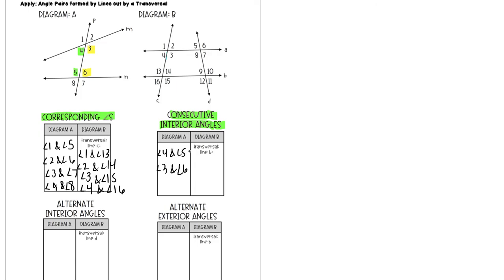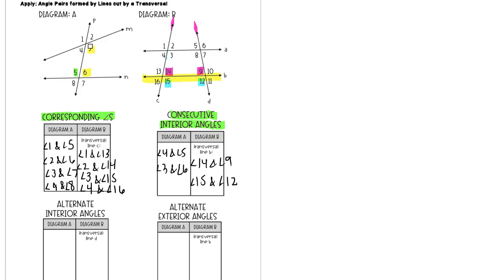And then in our second diagram, it says we are now focused on the transversal line B. So line B was this line. That is now our transversal. We're looking for consecutive interior angles. So because B is the transversal now, the two lines that we cut through are C and D. So we need to look inside of those for angles that are next to each other, next on that transversal. So 14 and 9, and then 15 and 12 are going to be inside of C and D, cut by transversal B, they're next to each other on that. So we would say angle 14 and angle 9, and angle 15 and angle 12.